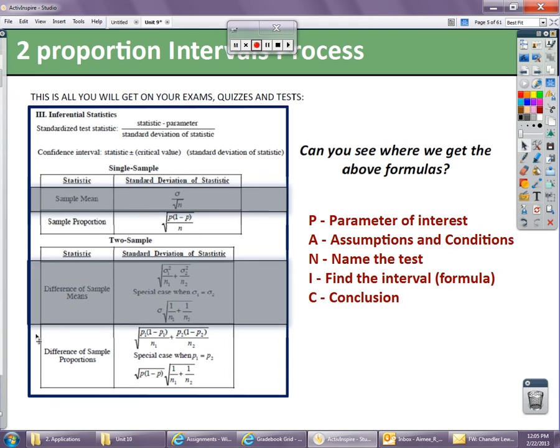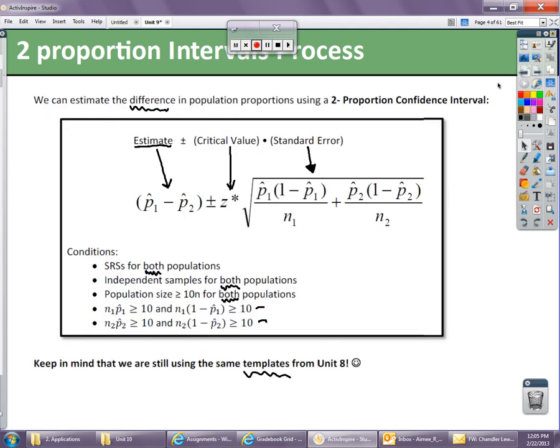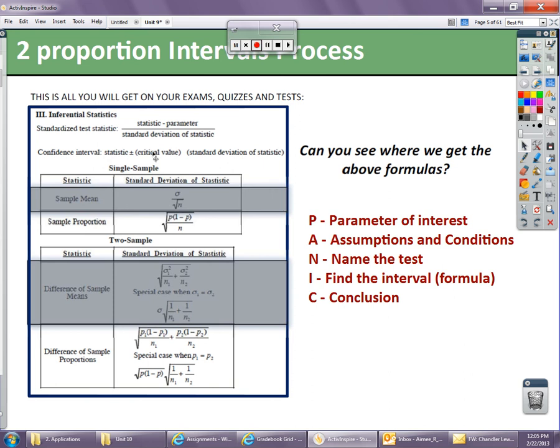Now, as far as the formula is concerned, you saw this confidence interval: statistic plus or minus critical value times the standard deviation of the statistic. So you're not given that direct formula, which was this one here. But you can kind of get that formula from this. So in this case, your statistic is not just one proportion, it's actually two. So that's where you have to find the estimate and subtract them.